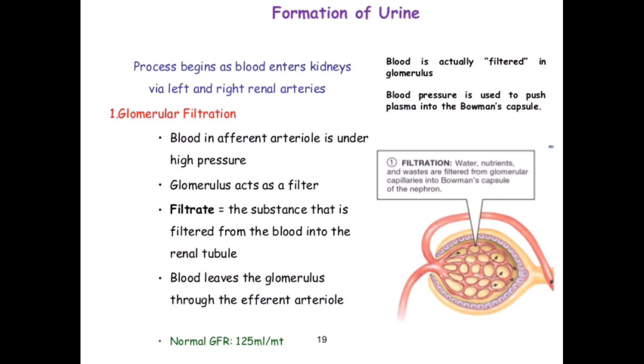Formation of urine. Process begins as the blood enters kidney via left and right renal artery. First step is the glomerular filtration. Blood in afferent arteries is under high pressure. Glomerulus acts as a filter; the substances are filtered from the blood into the renal tubule. Blood leaves the glomerulus through the efferent arteriole. Normal GFR is 125 ml per minute. GFR, that is the glomerular filtration rate.